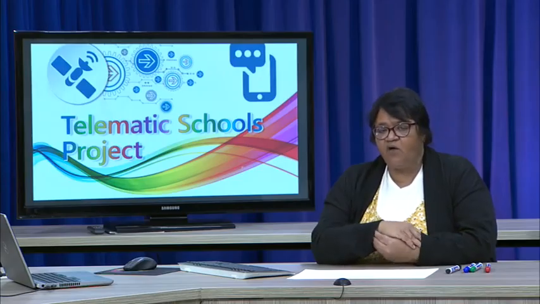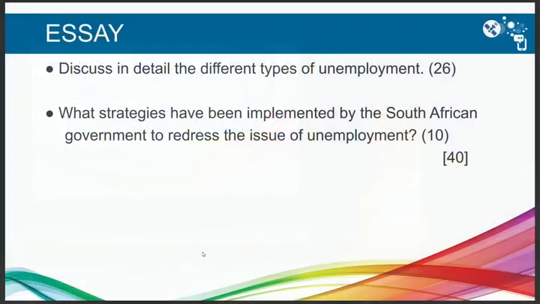So I'm going to give you a few moments to just think about how you intend answering this essay. I'm not going to ask you to now write out the essay because that's going to take you about 20-25 minutes to do, but to just think about how you will go about answering this particular essay. Okay, I've already given you the body now about discussing in detail the different types of unemployment, but look at that additional part, the strategies that have been implemented by the SA government to redress the issue of unemployment.